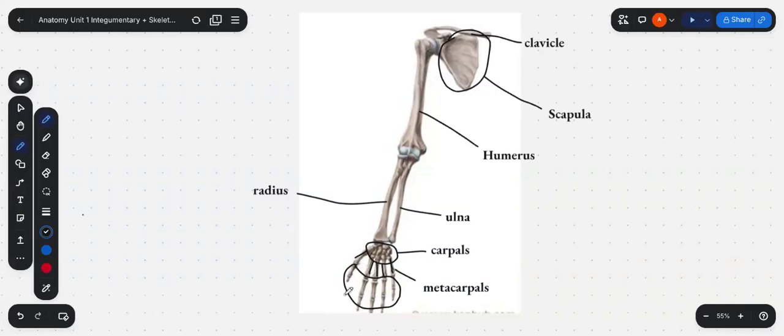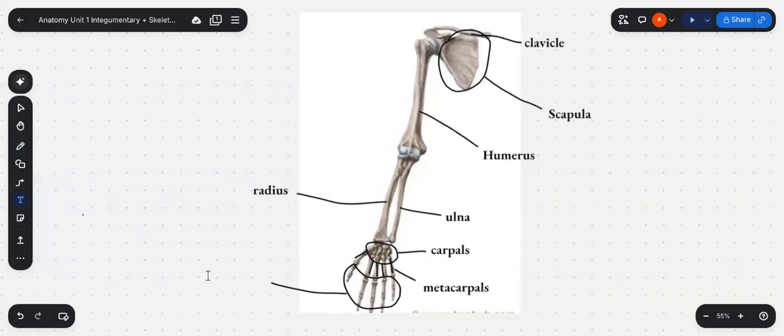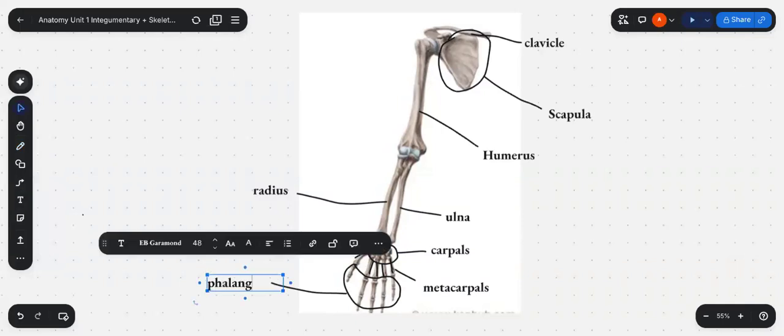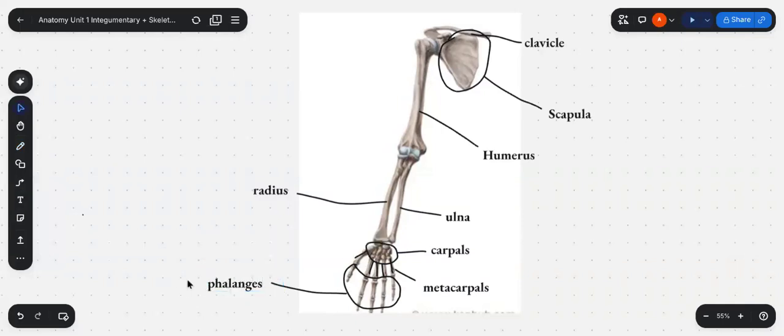So everything excluding the metacarpals is your phalanges. And again, same spelling for toes and fingers. So that was everything for the axial and the appendicular skeleton and all of the bones.